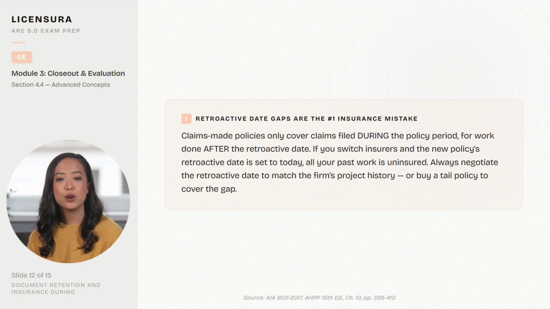Claims-made policies only cover claims filed during the policy period for work done after the retroactive date. If you switch insurers and the new policy's retroactive date is set to today, all your past work is uninsured. Always negotiate the retroactive date to match the firm's project history, or buy a tail policy to cover the gap.